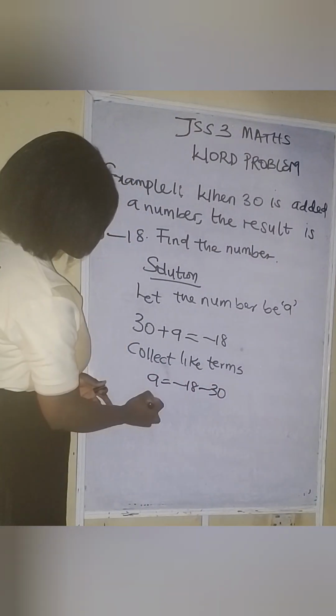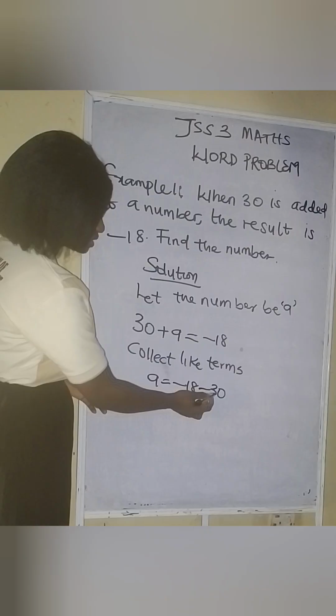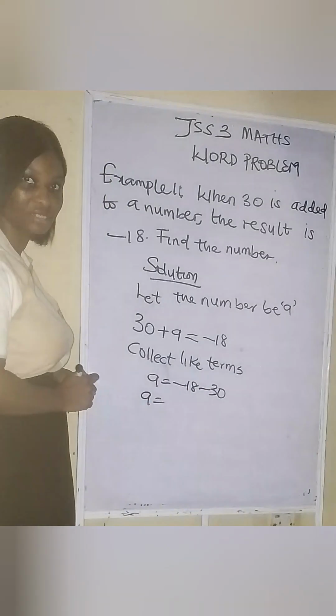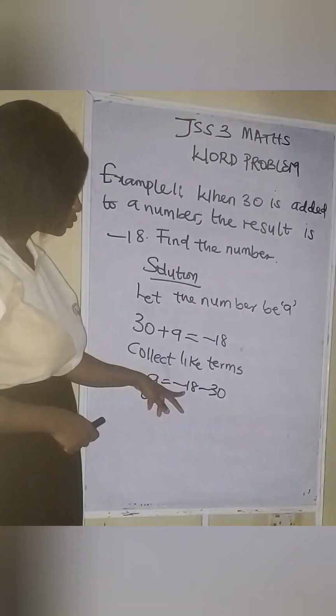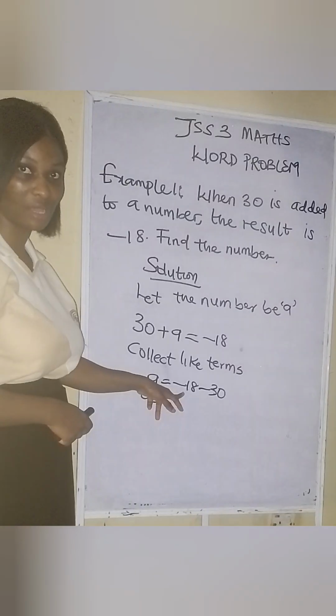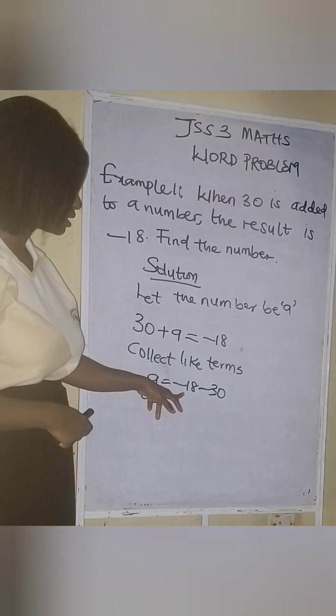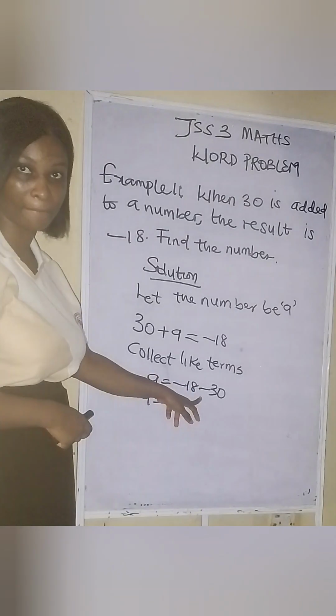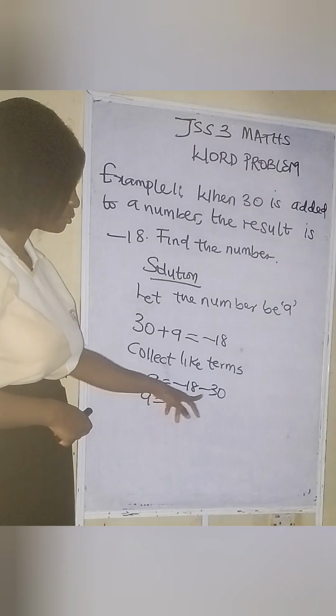Alright, so A is equal to minus 30 minus 18 minus 30. Just like I owe you 18 naira, then I'm also owing you 30 naira. I'm owing you 18 naira, I'm also owing you 30 naira.